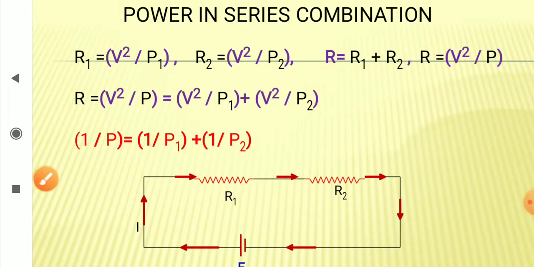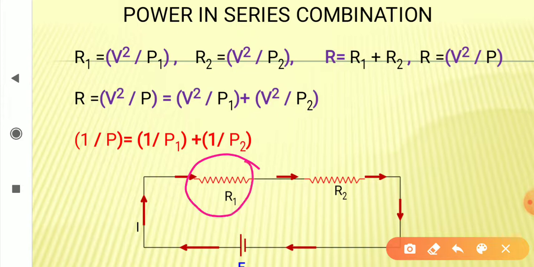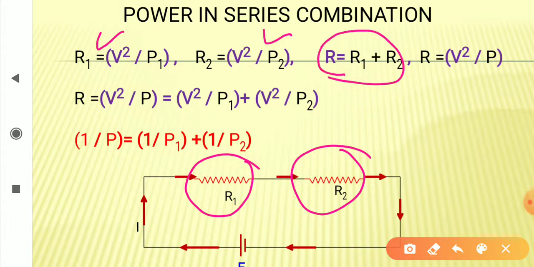So this resistance R1 is V square upon P1, resistance R2 is V square upon P2, and the equivalent resistance in the circuit is R1 plus R2. And if the equivalent power in the circuit is P, then this equivalent resistance will be equal to V square upon P.